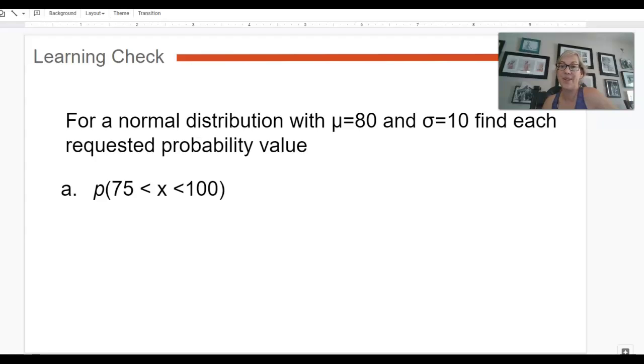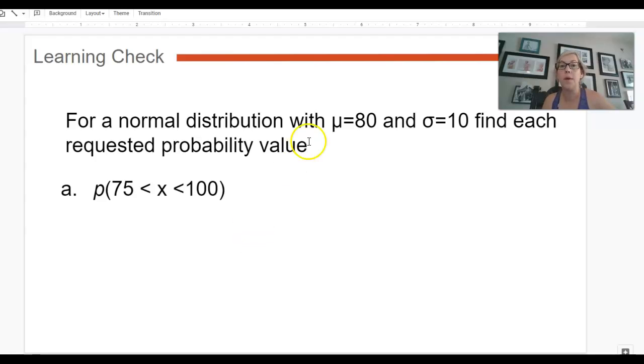You were not. So this is looking at our z equals x minus mu, which is our population mean, over the standard deviation. Because you have two individual scores, 75 and 100, you are going to solve for two z's. You're going to first solve for z for x equals 75. Then you're going to solve for z for x equals 100.